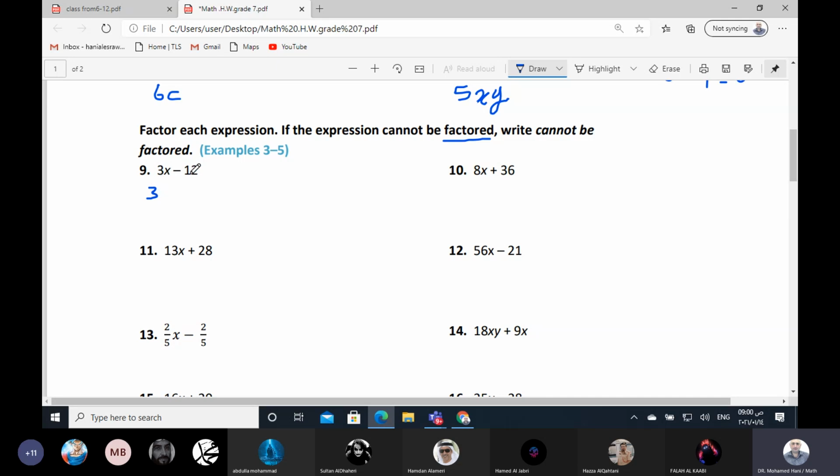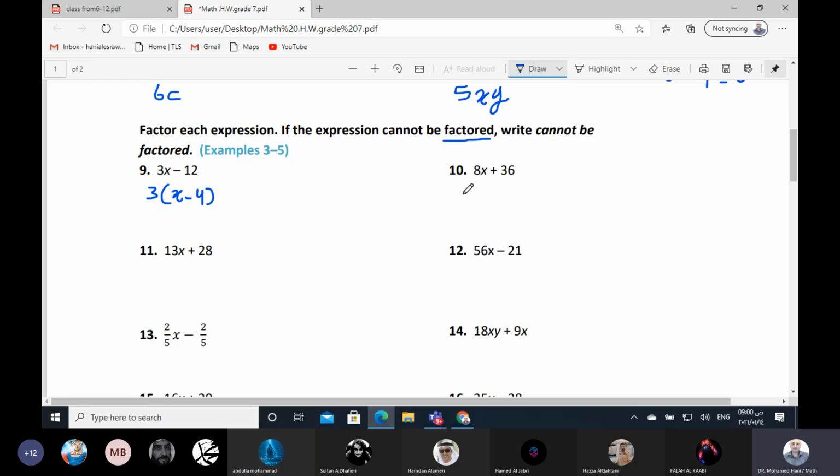So this is the GCF between the two terms, then open parentheses. Then 3x divided by 3. 3 divided by 3 will be 1. So we have x. Then here we have minus 12 divided by 3 will be minus 4. You multiply it back: 3 times 4 equals 12. Yes, I understand. It's very easy. It's all about multiplication and division.